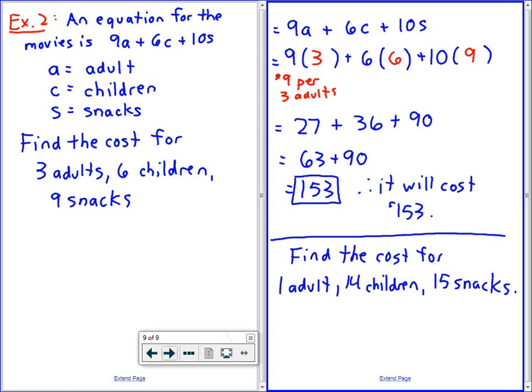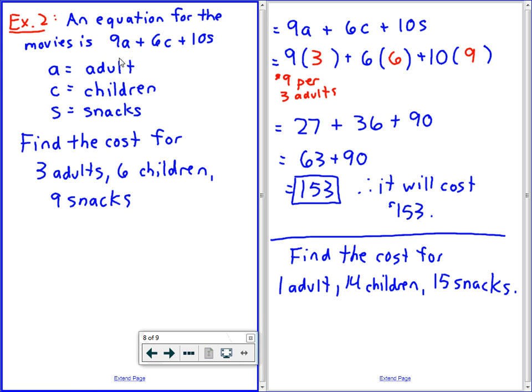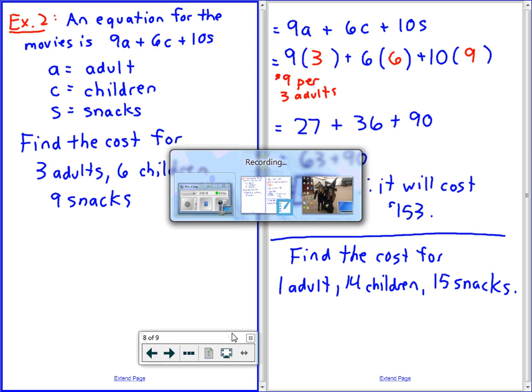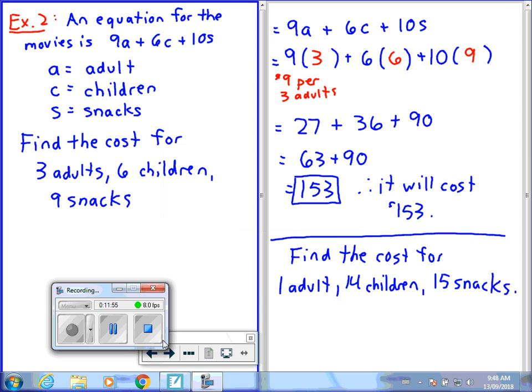So, I want you guys to try and do the same thing. You're still going to use this equation up here, okay? But this time you're going to do 1 adult, 14 children, 15 snacks. Okay? So give it a try, please, okay? If you're not sure, please raise your hand or make eye contact.